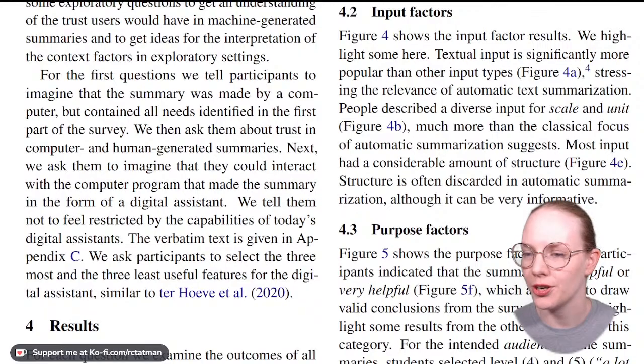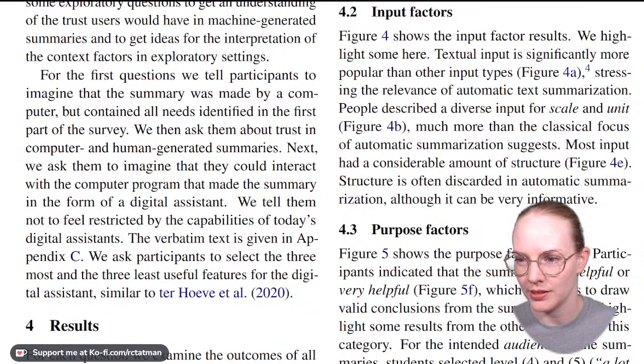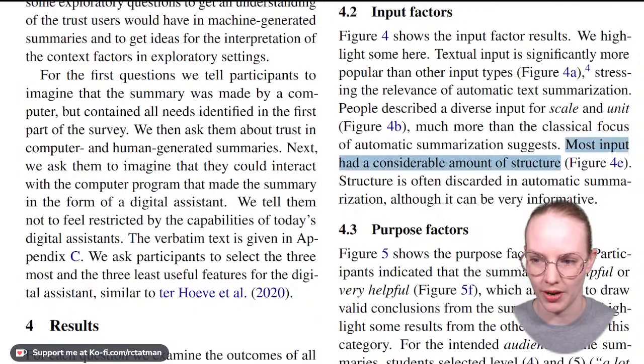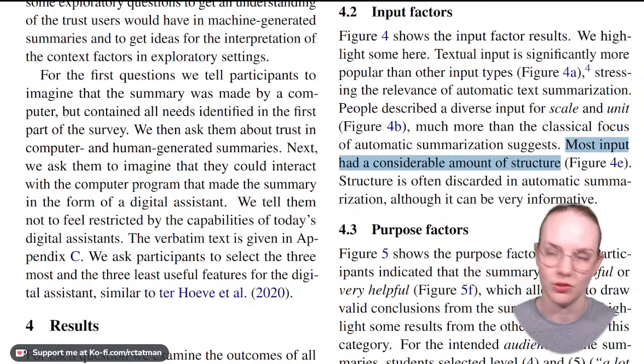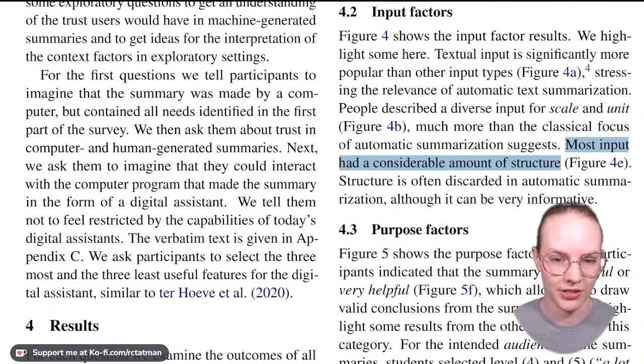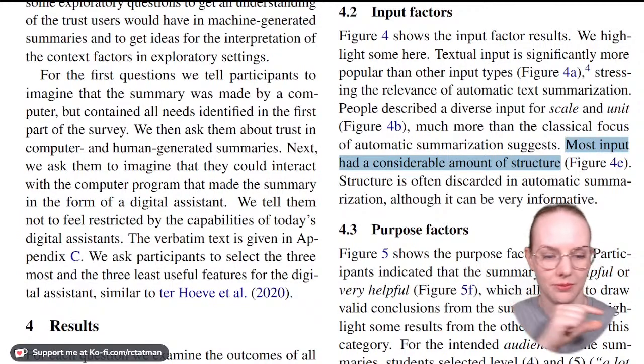All right, figure 4 shows the input factor results. We haven't looked at that yet. We highlighted some here. Textual input is significantly more popular than other input types. That makes sense. Stressing the relevance of automatic text summarization. People describe a diverse input for scale and unit. So scale is how long it is, and unit is how many pieces of text were summarized, I believe. Much more than the classical focus of automatic summarization suggests. Most input had a considerable amount of structure. Structure is often discarded in automatic summarization, although it can be very informative. So things like research papers tend to be pretty structured, right? You've got all these different headings and subheadings, etc. Or scripts tend to be very structured. Person A says X, person Y says Z, stage directions, stuff like that.